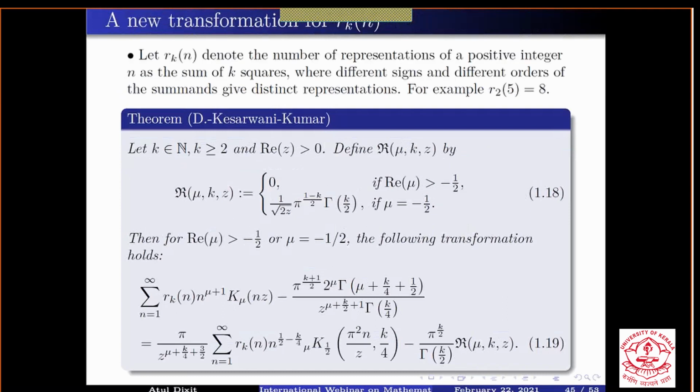this r_k of n function. So what is this r_k of n? Sum of squares function. So what does this mean? You take the number of representations of a positive number n as a sum of k squares, and the signs and different orders will give distinct representations.